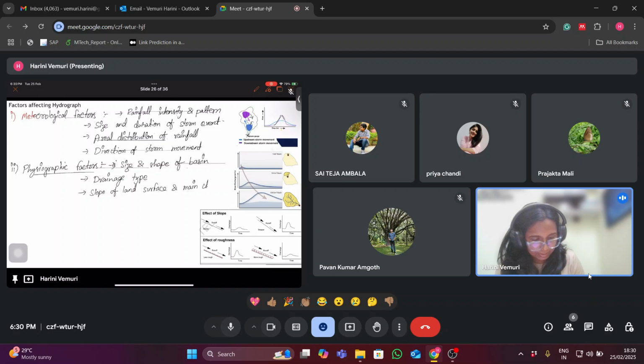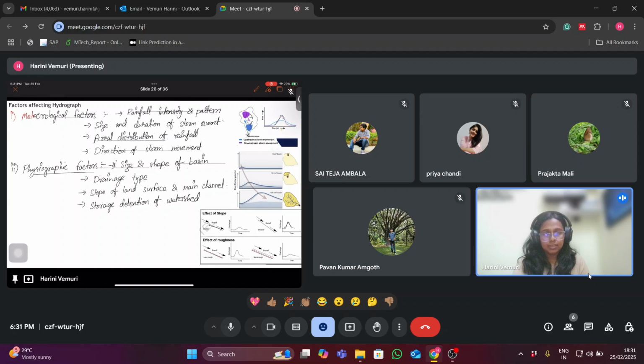As we can see in this third figure, if the slope is more steep, then the discharge will peak higher compared to a mild slope surface. It also depends on the storage detention of the watershed, so how much water the watershed can store. That also affects the runoff, so obviously it will affect the hydrograph. And in the case of drainage type, we have seen how fan-shaped and funnel-shaped catchments show different hydrographs.